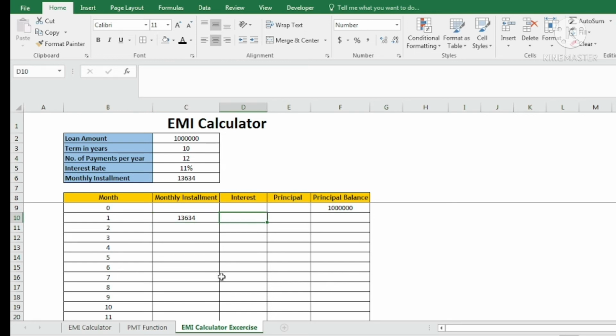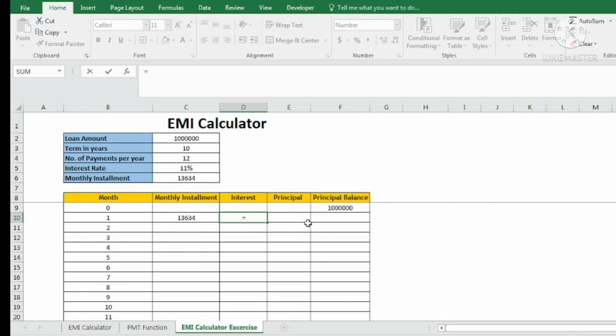Now next is interest. Interest is calculated on the principal balance. For 0 years, when we are starting, the principal balance is 10 lakhs, which is equal to this cell. That is the reason for 10 lakhs, how much is the monthly interest out of this 13,364? So we will calculate the monthly interest on this principal balance.